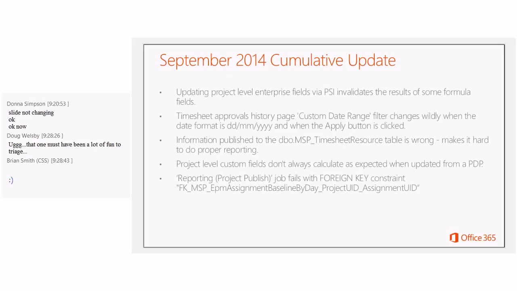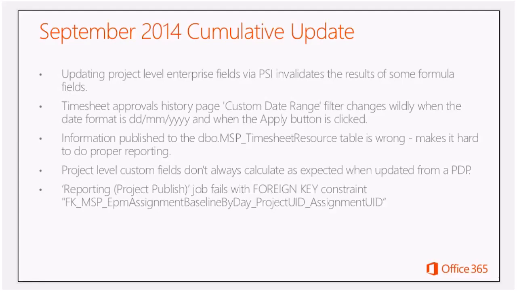Now the next item here, timesheet approvals, history page, custom date range doesn't filter properly. If your date format is day, month, year, like it is in most of the world outside of the United States, then when you went to this page and tried to apply a filter that was supposed to be using a date range, it would not do it correctly. Essentially, it was getting mixed up between month, day, year versus day, month, year. So, let's say, January 9th would end up being September 1st and so forth, and so you just wouldn't get what you expected. So we've adjusted and fixed that problem.